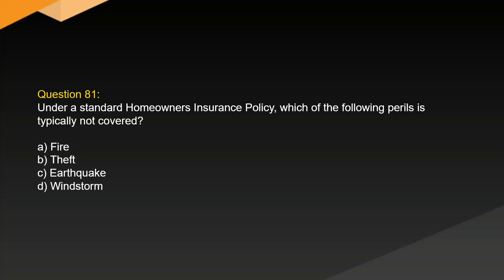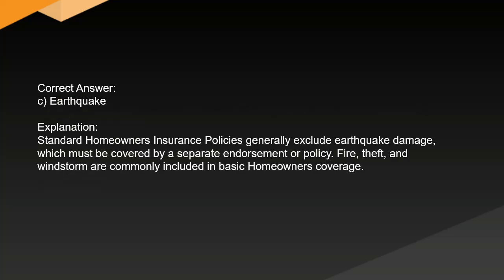Question 81. Under a standard homeowner's insurance policy, which of the following perils is typically not covered? A. Fire. B. Theft. C. Earthquake. D. Windstorm. Correct answer: C. Earthquake. Explanation: Standard homeowners insurance policies generally exclude earthquake damage, which must be covered by a separate endorsement or policy. Fire, theft, and windstorm are commonly included in basic homeowners coverage.